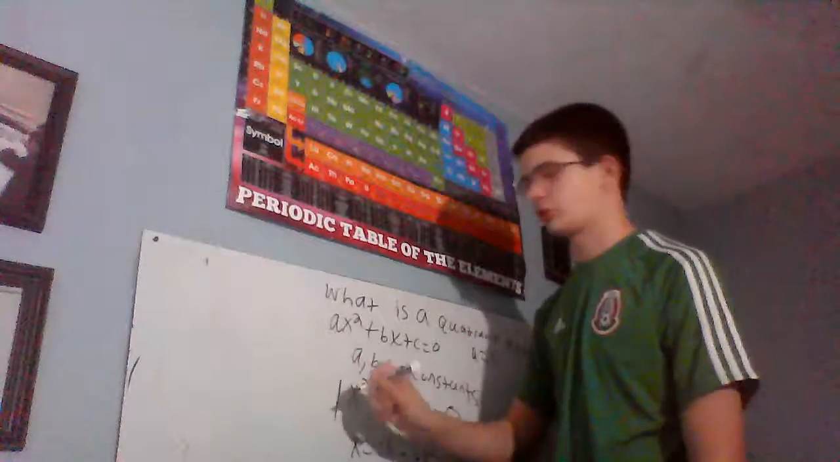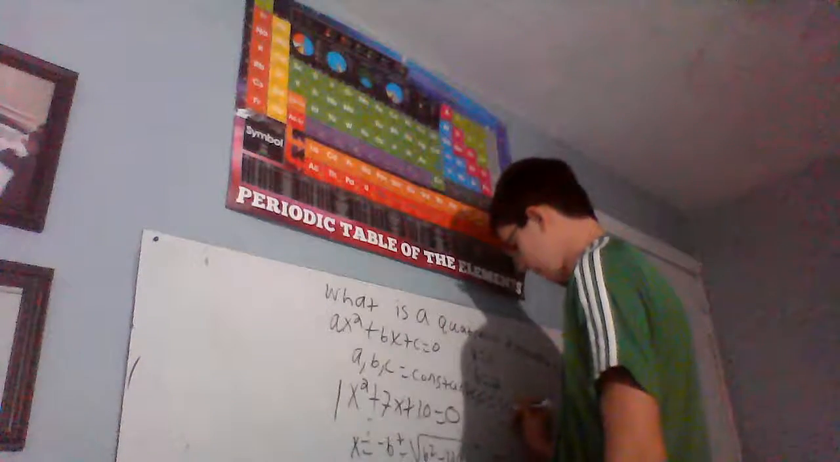So, well, let's just define a few terms here. A equals 1, right, because it's 1 x squared, same thing. B equals 7, C equals 10. So then you just put those into the equation.